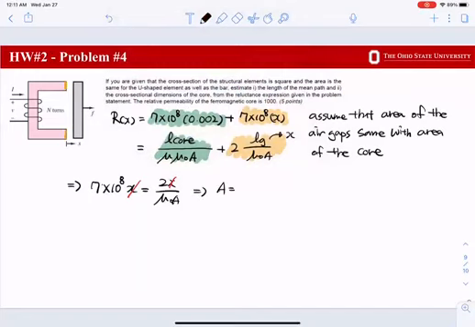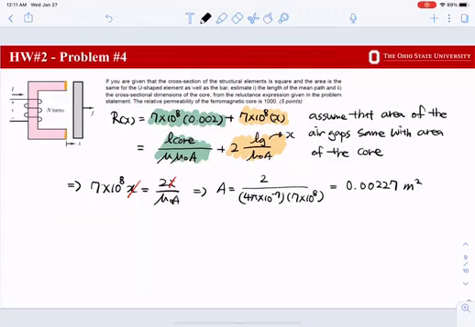A is equal to 2 over 4 pi times 10 to the minus 7 and 7 times 10 to the 8, which is 0.00227 meter squared. So this is the area, the cross-section dimension of the core.